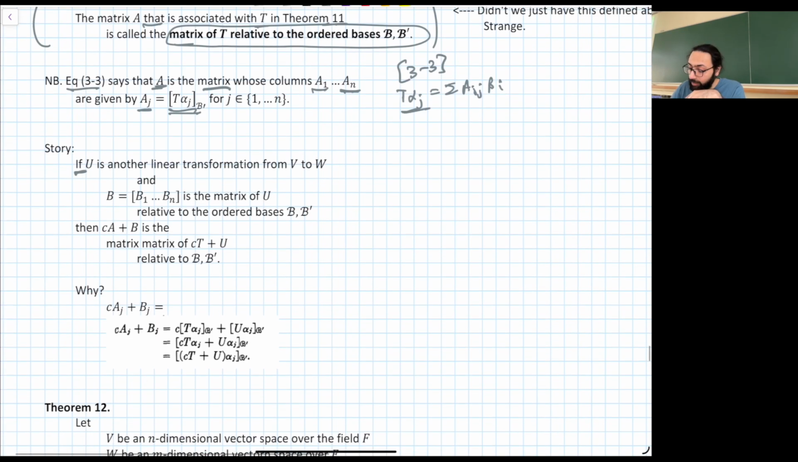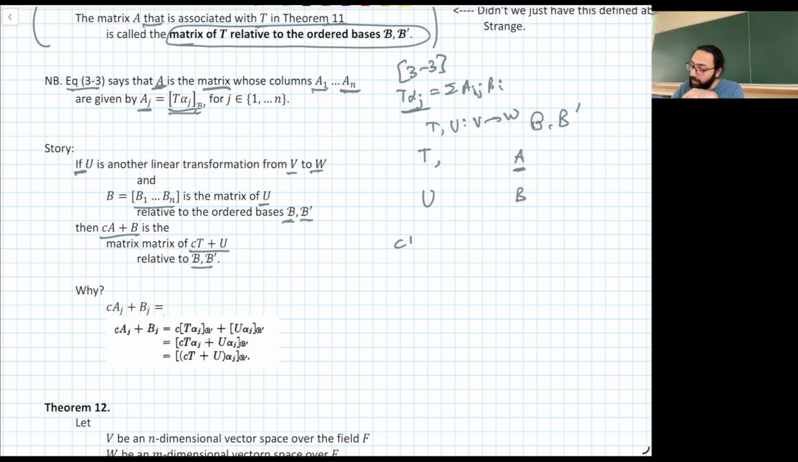Okay. So now if U is another linear transformation from V to W, and B, with columns B1 to Bn, is the matrix of U relative to the ordered bases B, B prime, then cA plus B is the matrix of the linear transformation cT plus U relative to B, B prime. Okay, so all this is saying is that if you had a transformation T, the corresponding matrix was A, right? So we fix B, B prime. These are the bases. So T and U are both going from V to W, right? So you have T and this is the association for T, and then you have U and this is the association for U.